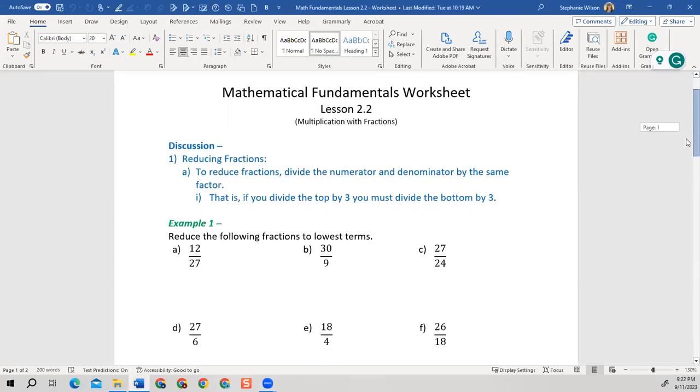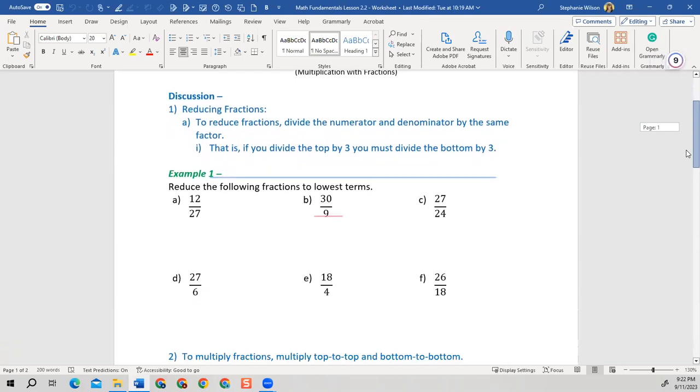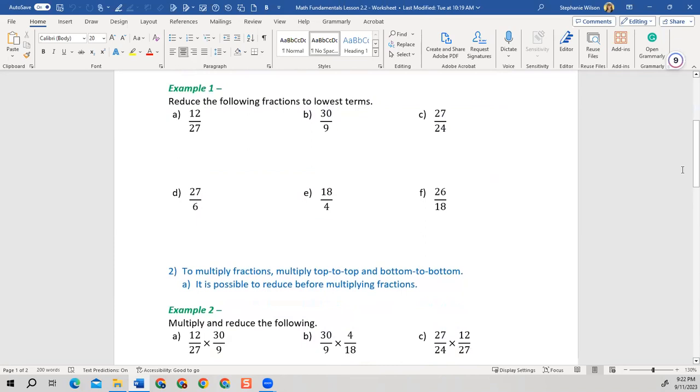So now let's talk about multiplication with fractions. And if you want to take a minute to read this, just pause this. Let's move on. Example 1 says, reduce the following fractions to the lowest terms. So I'm going to pick, let's just pick E.